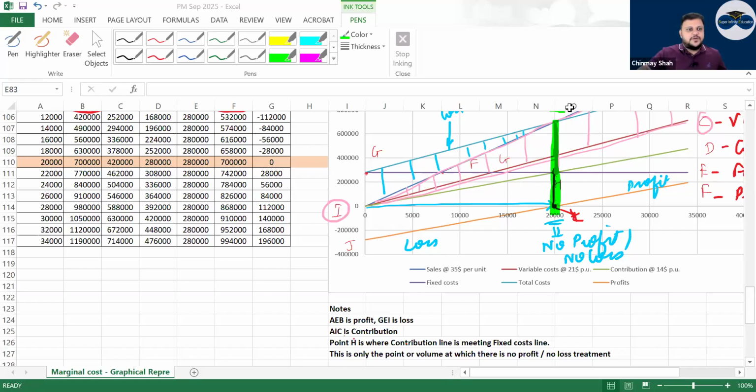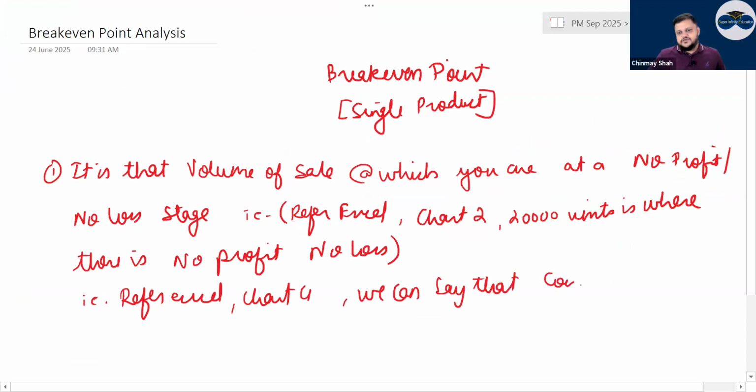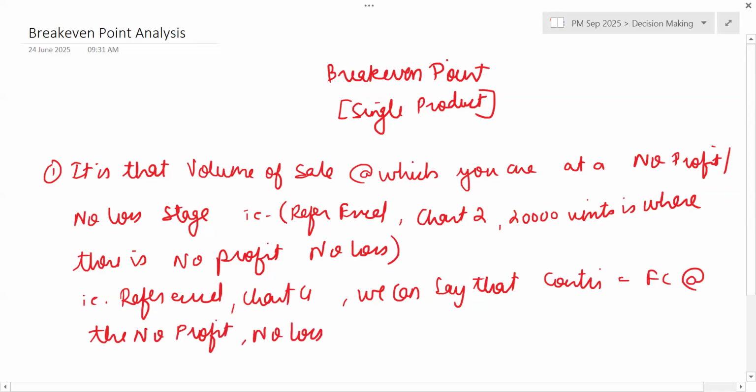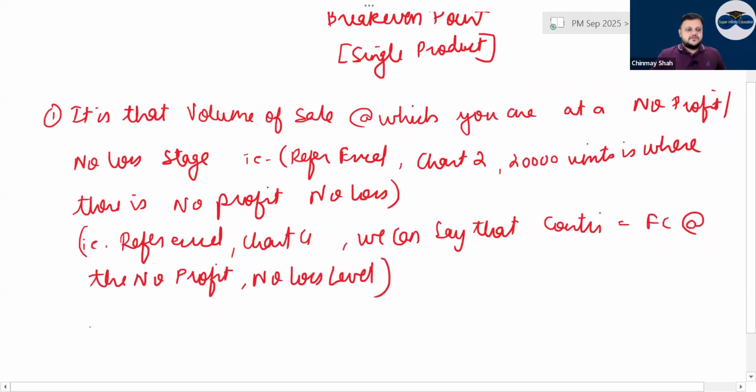So if I refer to chart 4, correct? That is, refer to Excel. You see all the basics, right? Now it's making sense. Chart 4. We can say that contribution, what do you say, Krishna, is equal to fixed cost at the no profit, no loss level. Correct? Okay. Does it make sense? Now all these drawings, chart and all that.